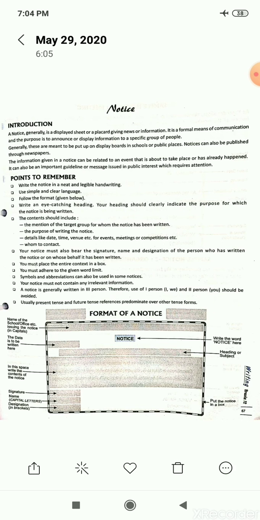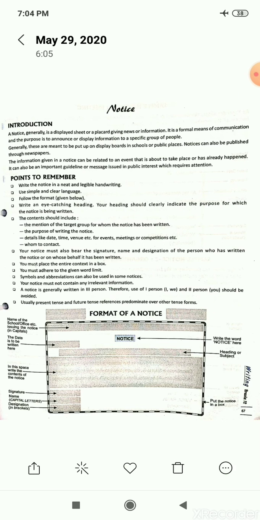So same, whenever we draft a notice, although a notice contains important information to be conveyed to the readers, still it must have an eye-catching, attractive heading, right? And that heading should clearly indicate the purpose for which the notice is being written. The heading should be drafted in such wording, right, using such vocabulary that it should make clear to the readers the details that are given below.